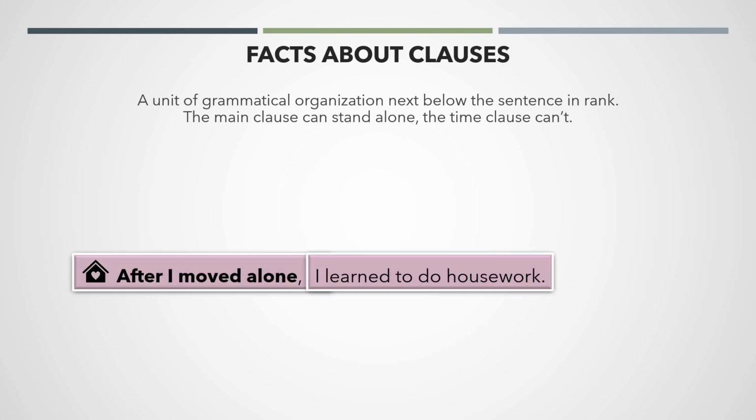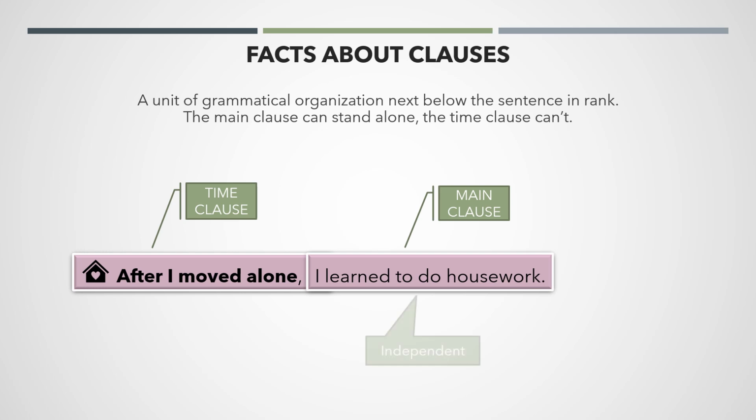Let's take a look at this example. After I moved along, I learned to do housework. Well, in this case, the first clause is the time clause. It expresses a time that an event happened. The second is the main clause. Now, why is this a main clause? This is because this clause is independent. It has meaning by itself. It has a complete thought, so it can stand alone.